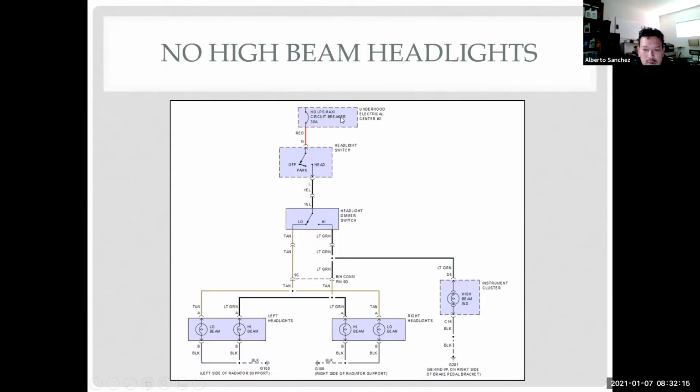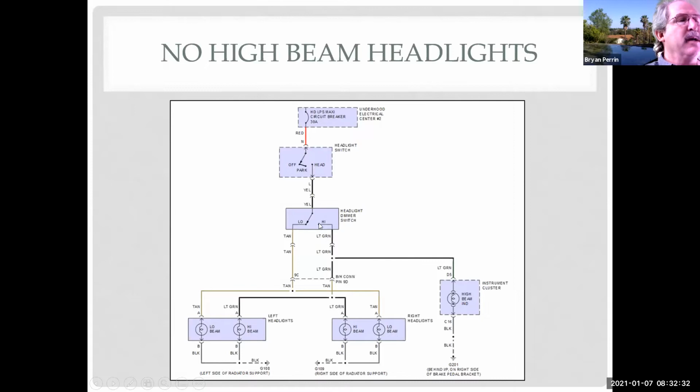No, because the indicator works. Because the low beams work, right? And they get power from the same place. Could it be a bad headlight switch? No, because high and low beam both get power from the headlight switch, and low beam works fine.